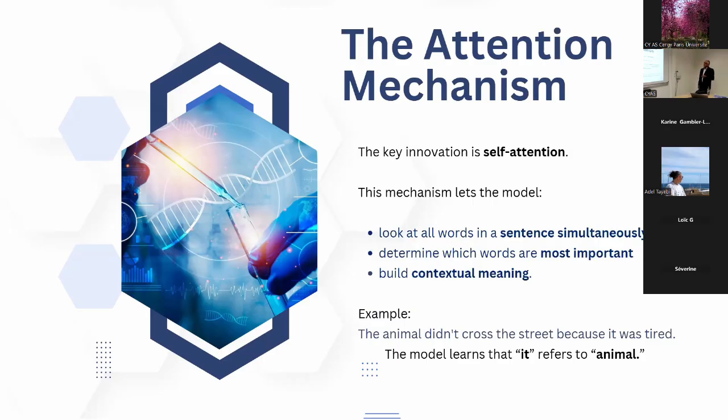So one point that also created ChatGPT and makes a big difference is the self-attention mechanism that makes all the words in a sentence be read simultaneously. And then with the process, just a few words will be more important, and this will build the contextual meaning. So for example, when you write a sentence like the animal didn't cross the street because it was tired, the model knows that it refers to the animal by reading the entire sentence at a time and putting it into context.